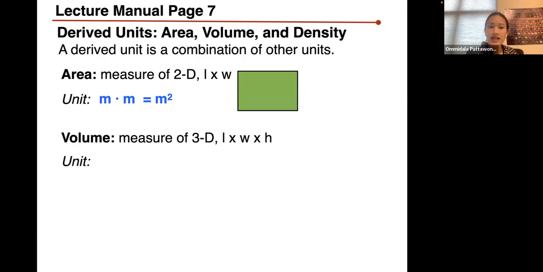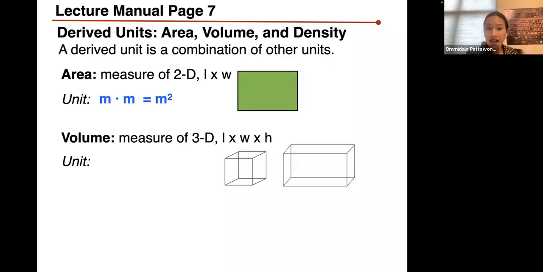Okay, so if you see anything cubed, that is going to be the one that describes volume, right? Because you multiply the unit of length 3 times, right? So therefore you are going to get, for example, cubic meter.